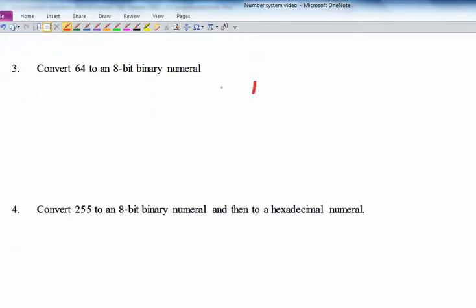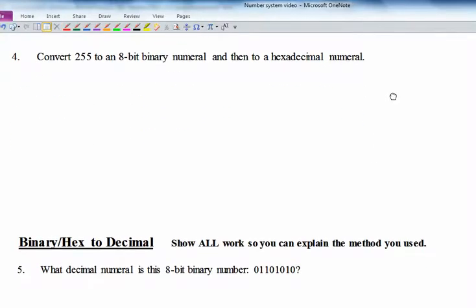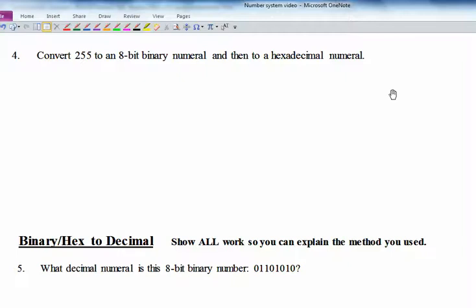And one more, but this time our number is 64. And do you recognize that that is one of our powers of 2? So 1 group of 64 takes care of it. Everything else would be zeros. So hopefully you can do that one kind of quickly. And the next example, 255, I also hope that one is fairly simple.